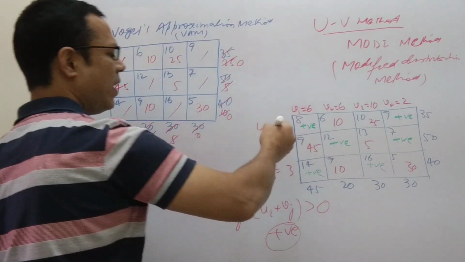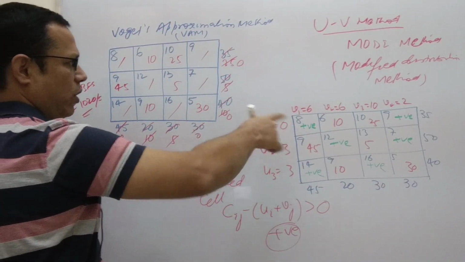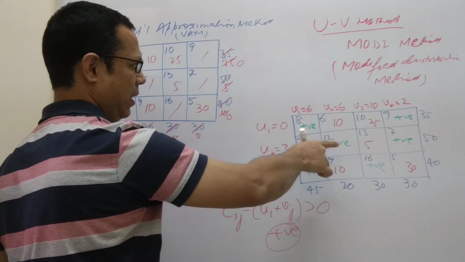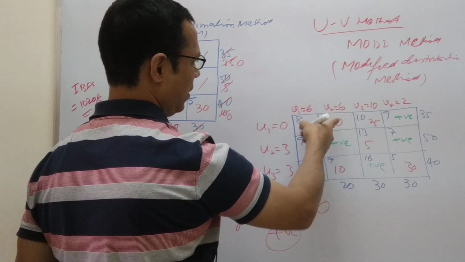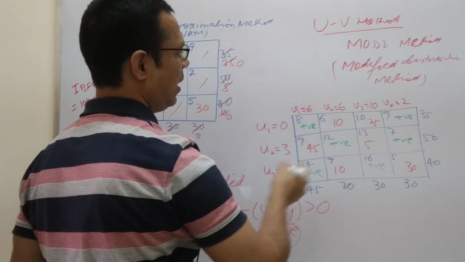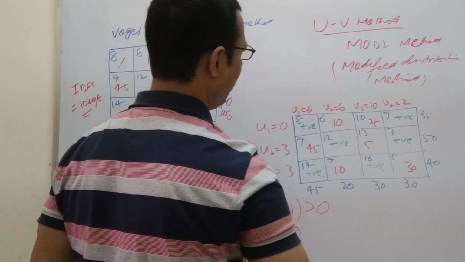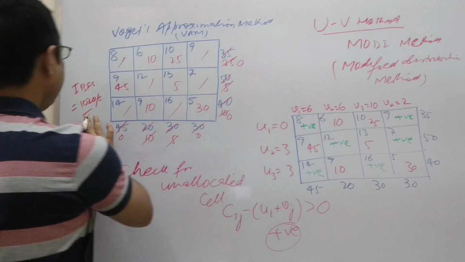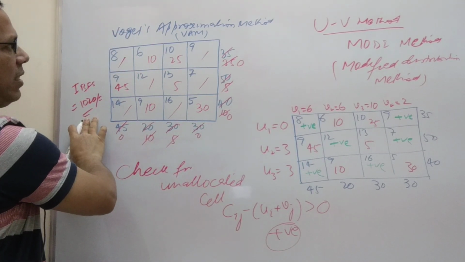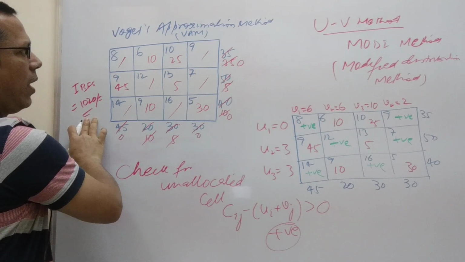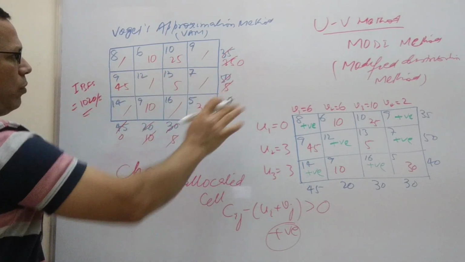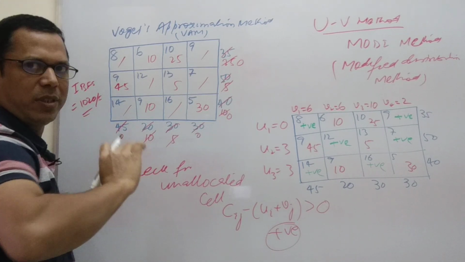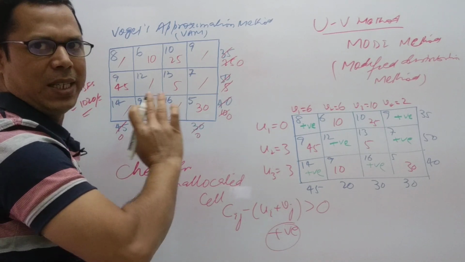So there is no chance to move from an allocated cell to an unallocated cell to get a lower result. There is no chance to go for minimization, because this result itself is the minimized result. This is the minimum transportation cost, so we cannot reduce this cost further. So this cost itself is an optimal solution. An optimal solution will always be optimal. Optimal means there are no variations.